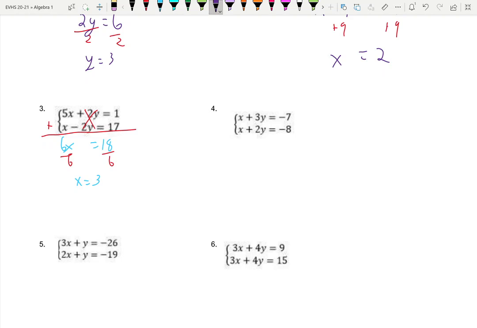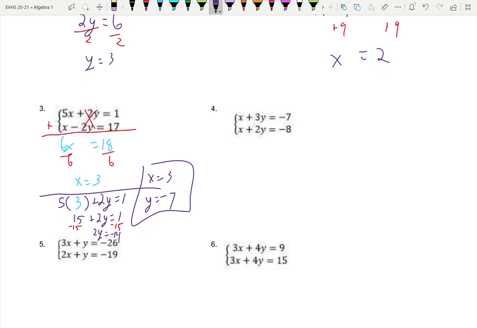Okay, now let's go ahead and substitute into, let's take the top equation, 5, and then x is 3 plus 2y equals 1. Let's simplify down. 5 times 3 is 15 plus 2y equals 1. Let's subtract 15 on both sides, and that gives me 2y equals 1 minus 15 is negative 14. I'm running out of room here, but I would divide both sides by 2. Negative 14 divided by 2 gives me y equals negative 7. So my answer here, x equals 3, y equals negative 7.